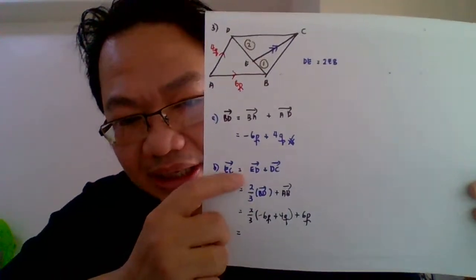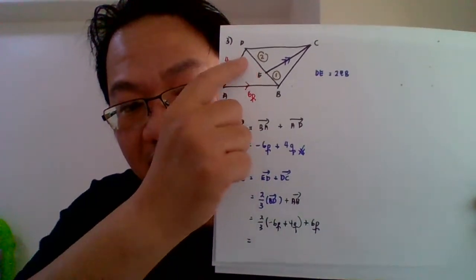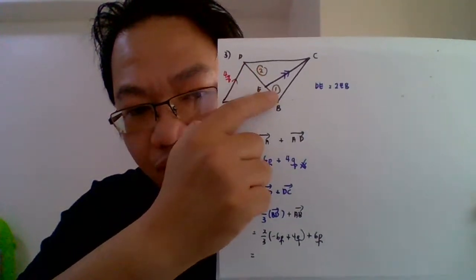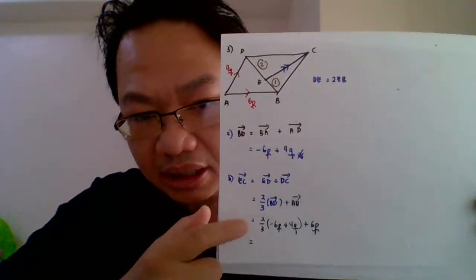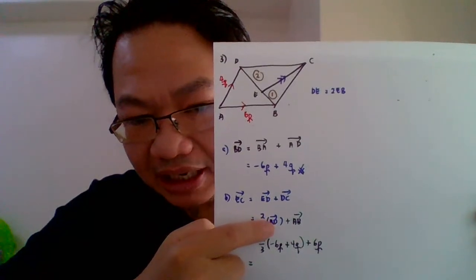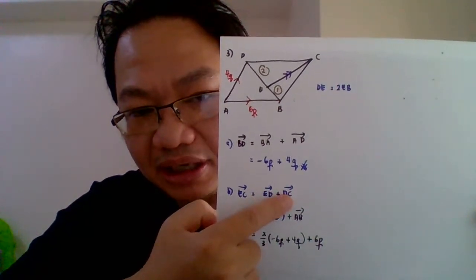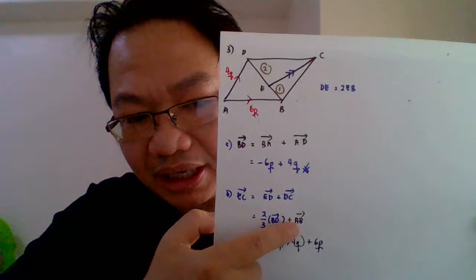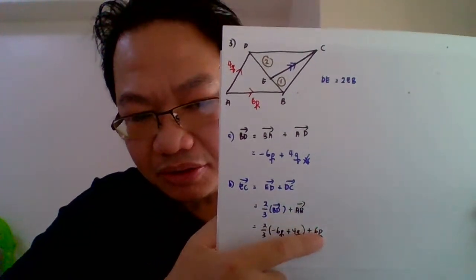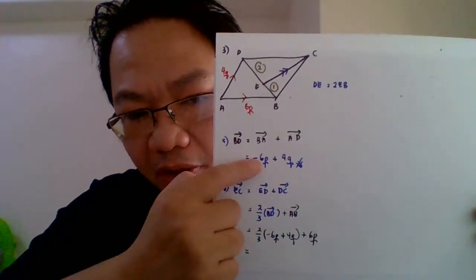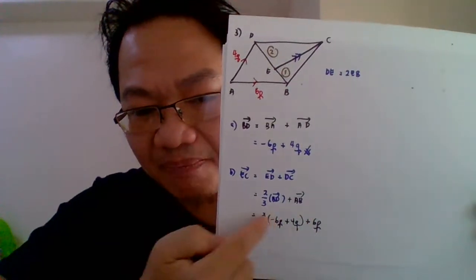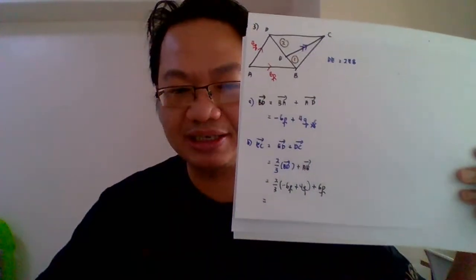Okay, so guys, ED, use this one. So this is 2/3 of the length of BD, 2/3 of the vector of BD, and plus DC. DC is actually parallel with AB, so that's why I plus AB. So AB equals 6P, BD we already obtained here, cut and paste, and then we simplify everything here, then we get the final answer.